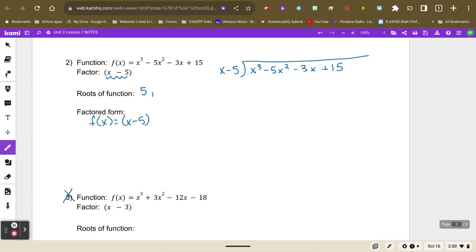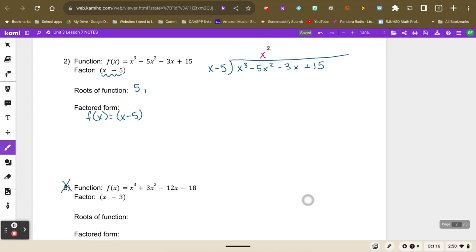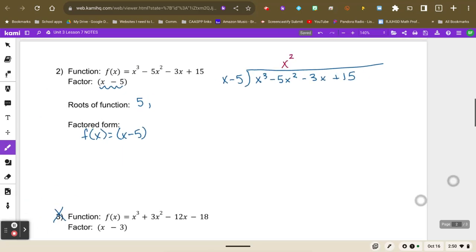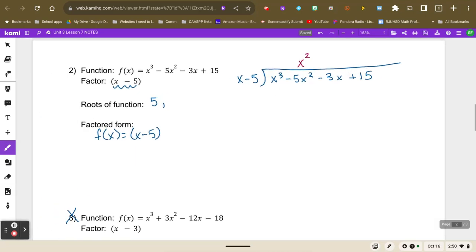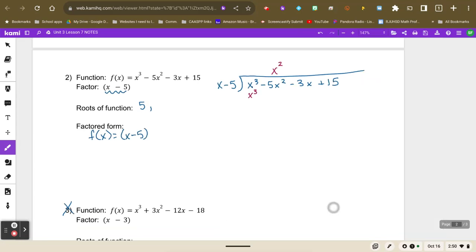Okay, so I have an x. I want to get an x cubed, so I'm going to multiply it by 2 more. So x squared times x gives me x cubed. X squared times a negative 5. Put parentheses around it, and we're going to subtract.